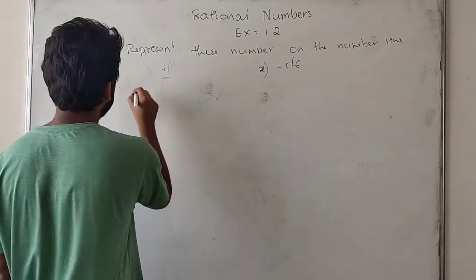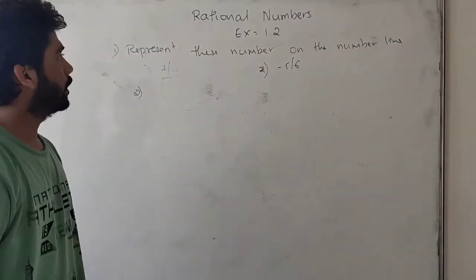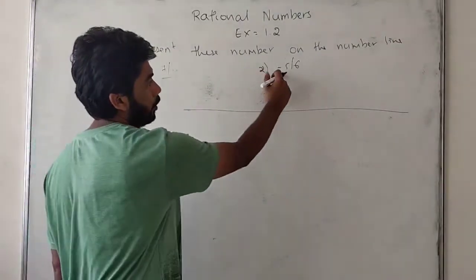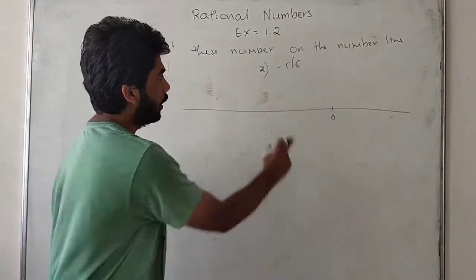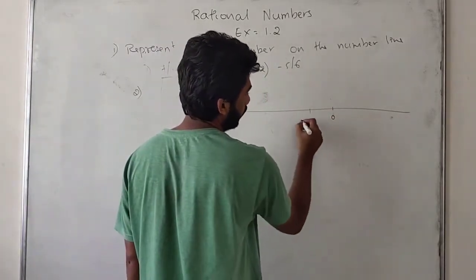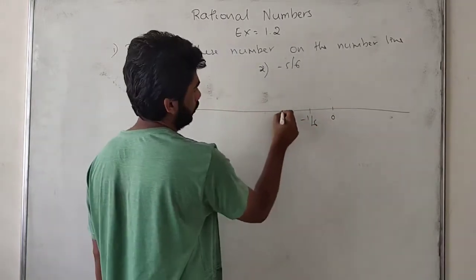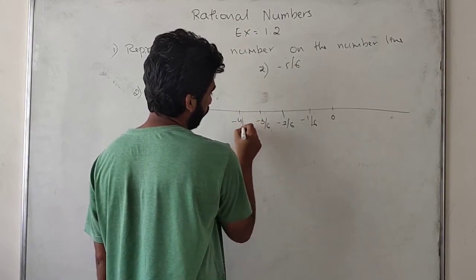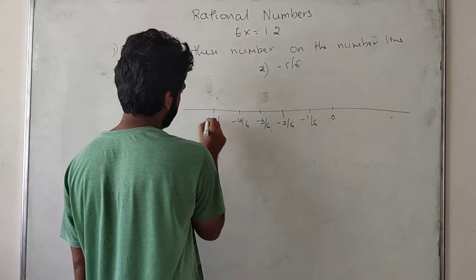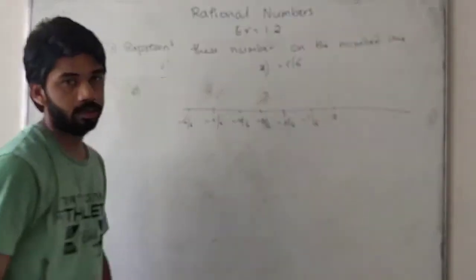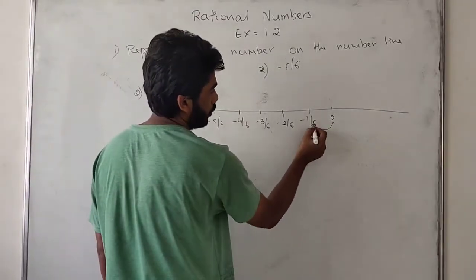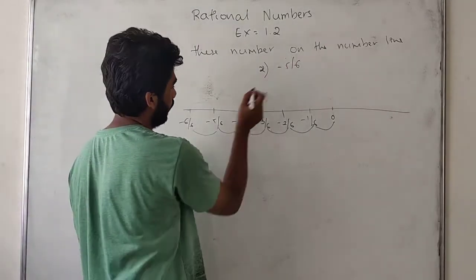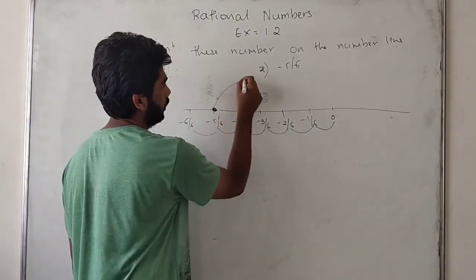So students, now the second one: represent this number on the number line. First we have to draw a number line. It is a negative number, so I will take 0 here. Negative 5/6 is there, so I will take minus 1/6, minus 2/6, minus 3/6, minus 4/6, minus 5/6, minus 6/6. In this one, I have taken the same ratio numbers. Represent this number on the line. So this is minus 5/6 here, and we are representing this number here.